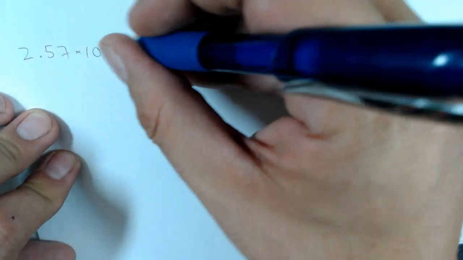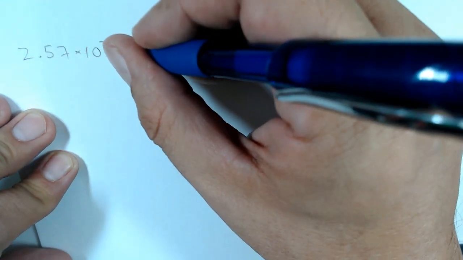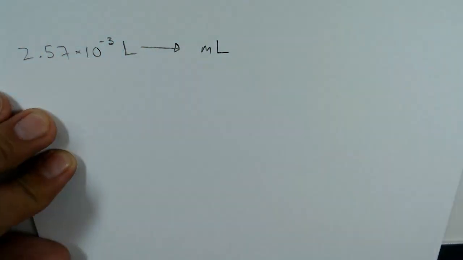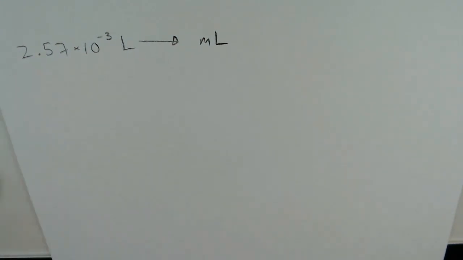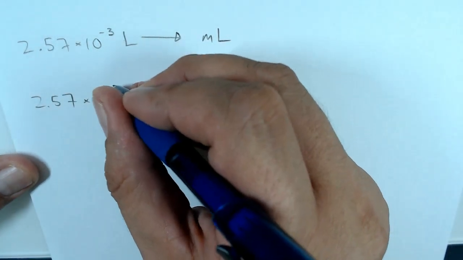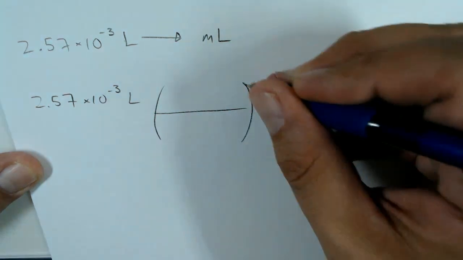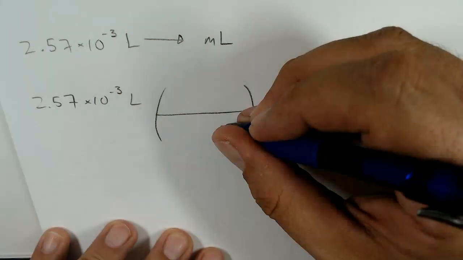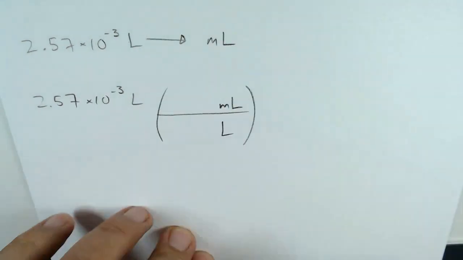All right, so let's go ahead and do, let's say, 2.57 times 10 to the minus 3. And let's say this is liters. And I want to convert that to milliliters. So we go ahead and take what we're given: 2.57 times 10 to the minus 3 liters. And we need a definition. And we need to figure out where units go. We do have a conversion to go from liters to milliliters.